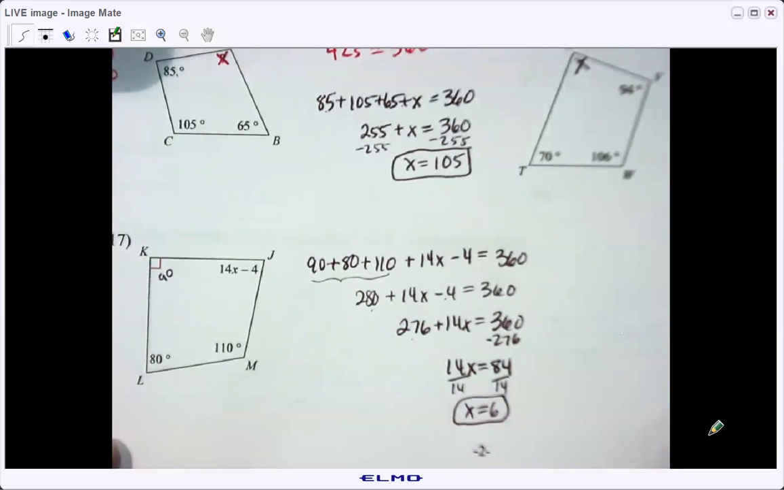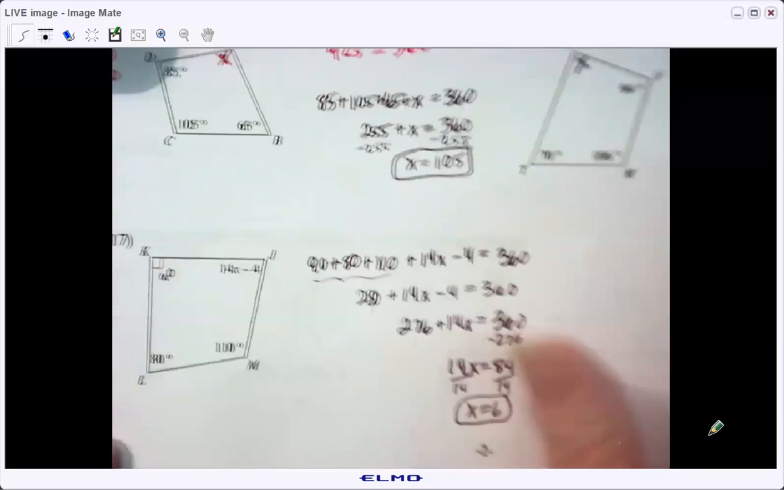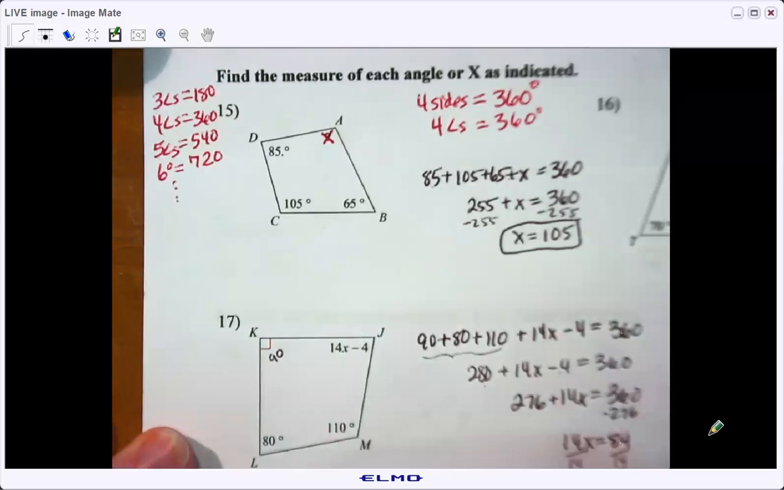Can I see problem 15, like the side notations that you took? Oh, yes. Thank you. You're welcome.